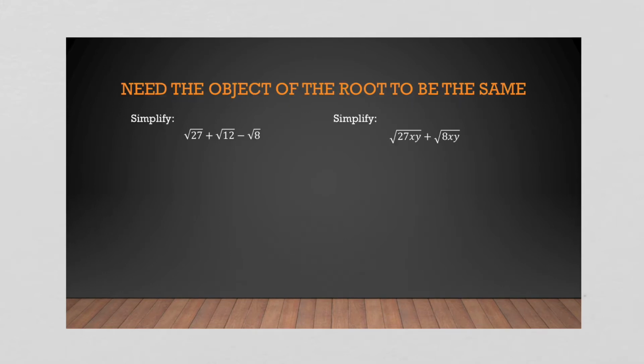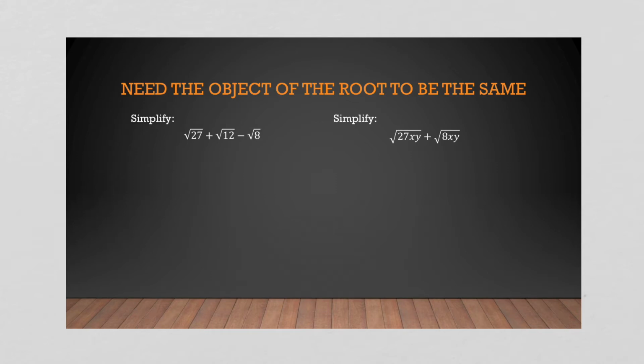Now, here we go. Object of the root needs to be the same. As you can see, this is root 27, this is root 12, this is root 8. We cannot multiply those things together. But if you recall from our simplification video, if we can find 2 identical factors, or because we have all square roots, in this case a perfect square factor, we can factor those out and simplify them first. Now, I think about perfect squares.